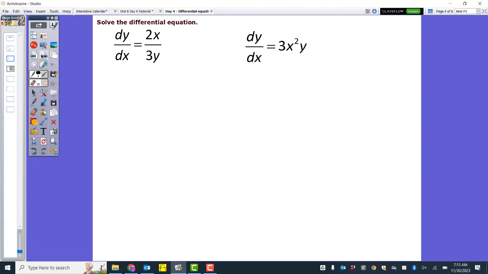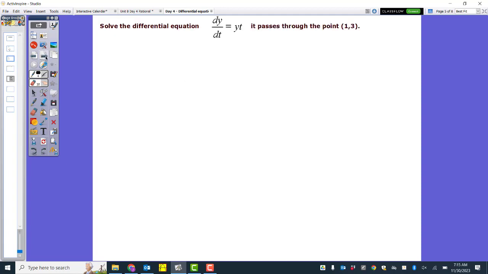We have more practice we could do, but let's talk about one that actually has a specific solution. So solve the differential equation through the point 1 comma 3. This is not a great problem because it doesn't tell us technically which one is t, which one is y, but we're going to assume it's t comma y. So we'll solve the differential equation. We'll do the integral of both sides. So natural log absolute value of y equals t squared over 2 plus c.